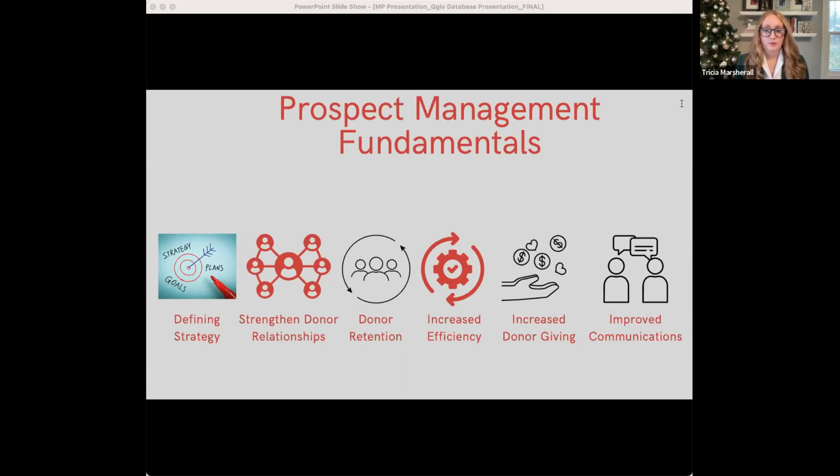You also can strengthen and create that transparency of communication. So documenting that moves management within your donor database helps those plans, allows you to review them regularly. You're not trying to pull the information from other areas outside of the donor database.